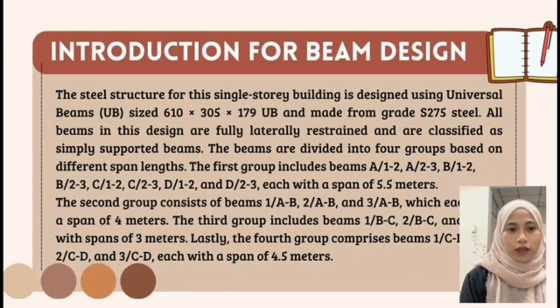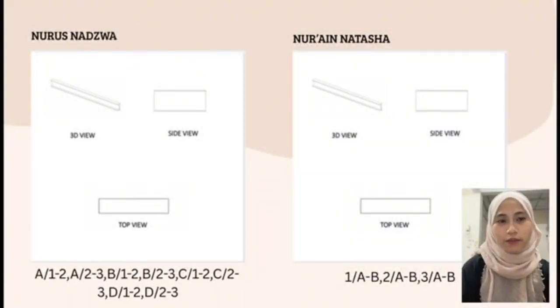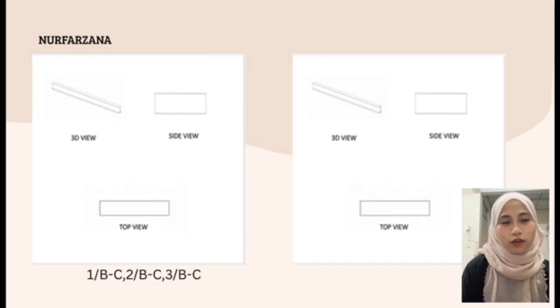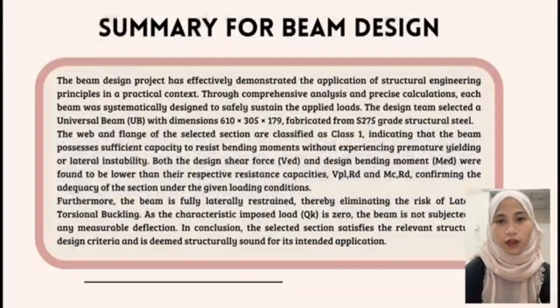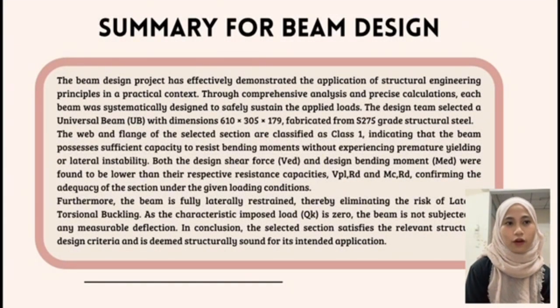The third group includes beams 1BC, 2BC, and 3BC with a span of 3 meters. Lastly, the fourth group comprises beams 1CD, 2CD, and 3CD, each with a span of 4.5 meters. Next, these are the beam sketches prepared by our group. As shown, each sketch includes a 3D, a side view, and a top view. So now I will continue to the summary for beam design.